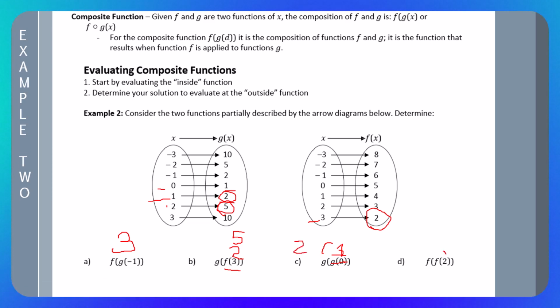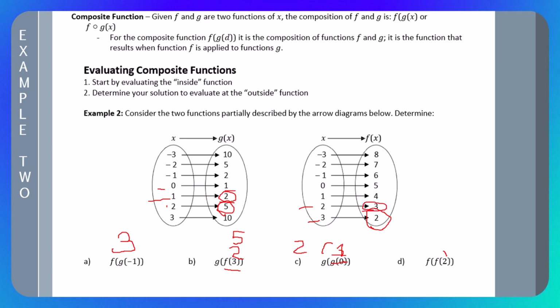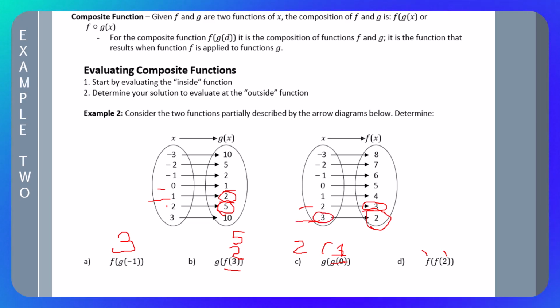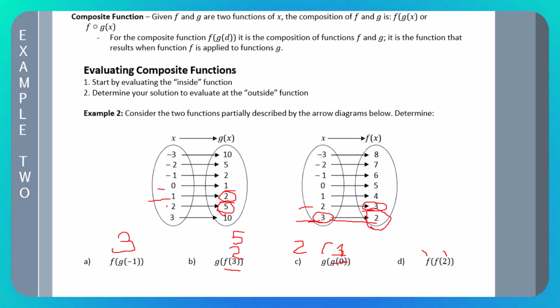And then finally, f of 2. So we're going to go to function f, input 2, our output is 3. So we're going to take that 3 and we're going to put it back into function f. So we're going to go right here and put 3, and we're going to get out 2.